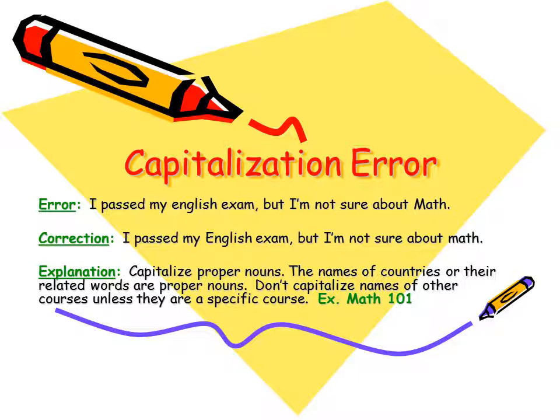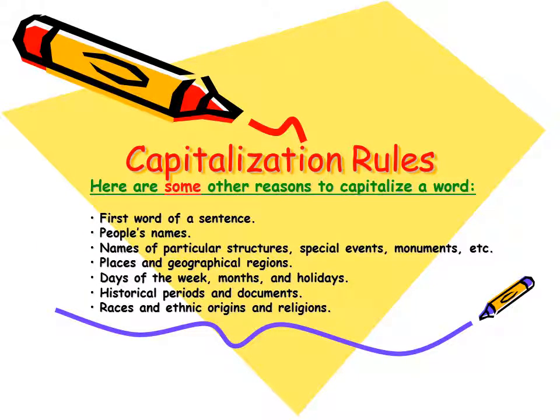This one: "I passed my english exam, but I'm not sure about Math." 2 errors. Anything to do with England is a proper noun, so you capitalize it. That's not true about math. However, if you have a specific course like Math 101, that becomes a proper noun. So review your capitalization if you're having trouble. Here are some other reasons to capitalize a word. Obviously, the first word of a sentence, people's names, names of particular structures, special events, monuments, things like that, places and geographical regions like East and West, days of the week, months and holidays, historical periods and documents like the Great Depression and the Declaration of Independence, races and ethnic origins and religions.